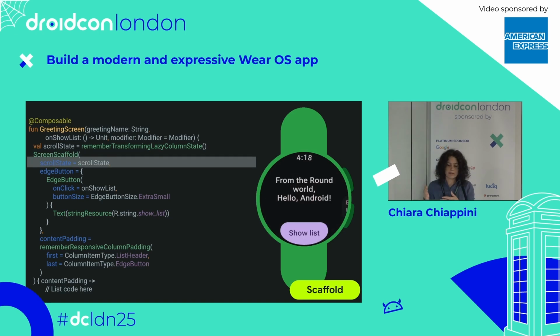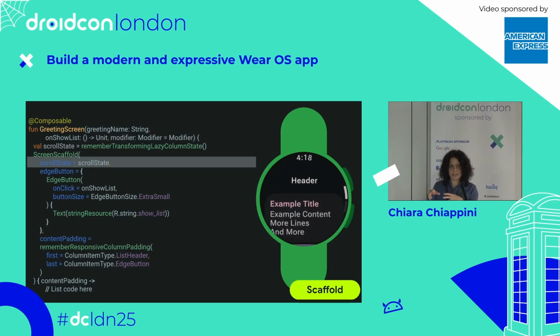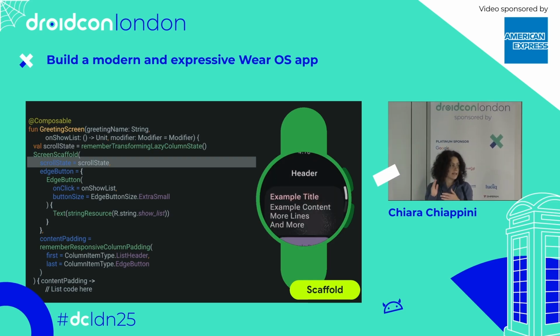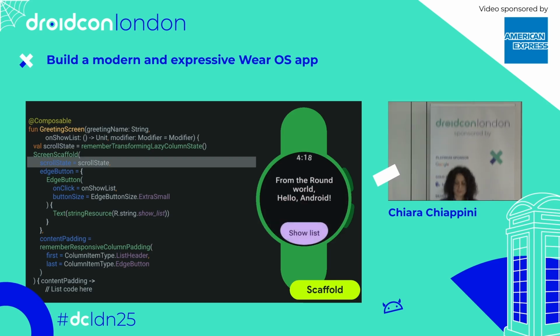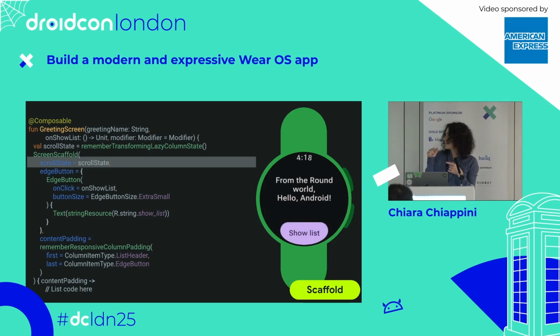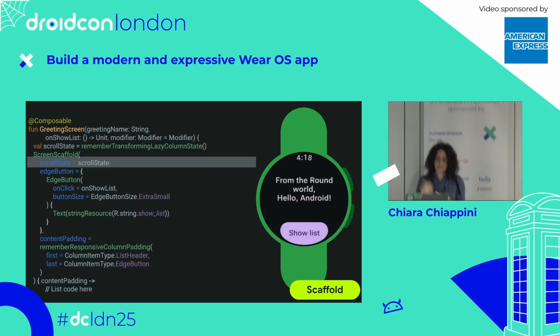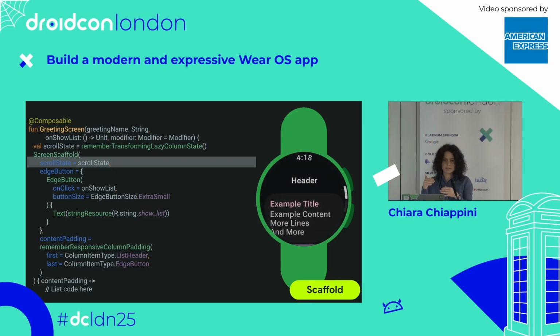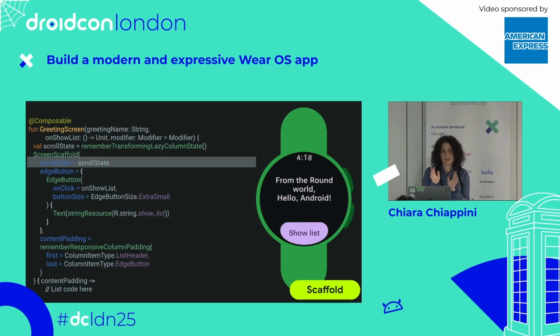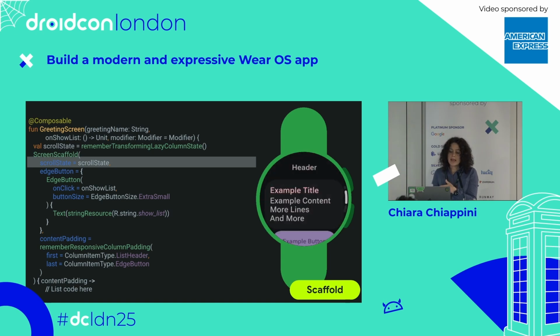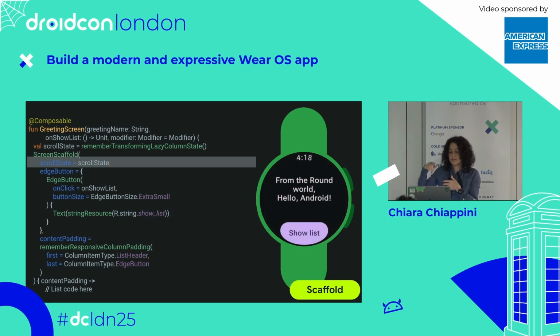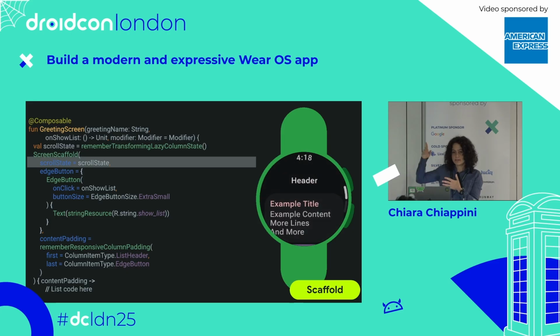So let's look at screen scaffold in detail. The screen scaffold holds the scroll state, which allows UI components such as the scroll indicator and the time text to automatically react to the user scrolling action. For example, the scrolling indicator you see on the right of the screen indicates where you are in the list, and you don't need to add any additional code to implement this. This is done by the screen scaffold for you. And similarly for the time text, where it fades away by scrolling, and again, this effect is managed by screen scaffold.